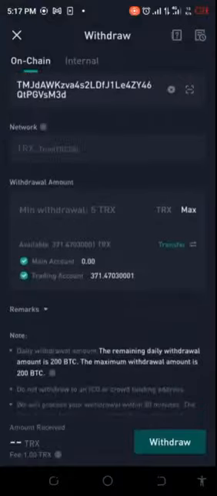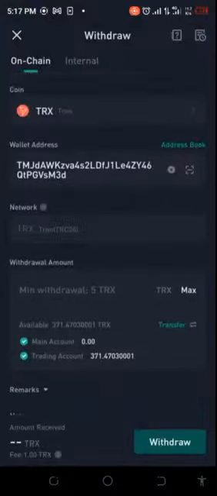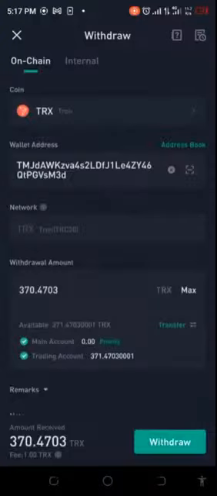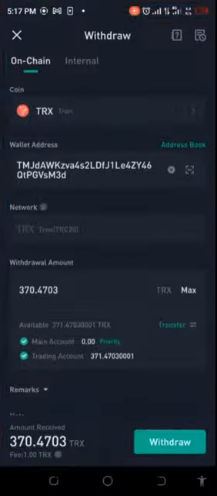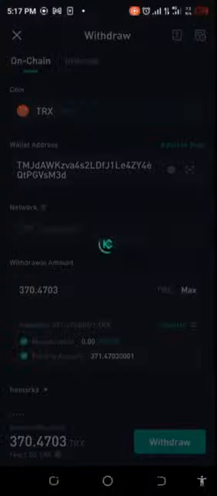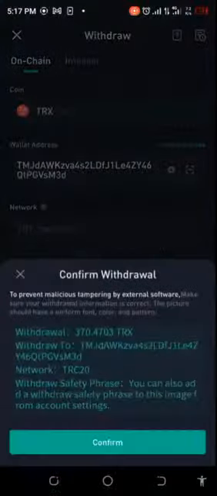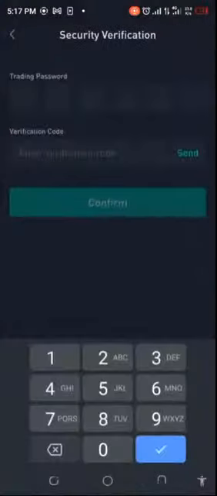Okay, and then I hope everything is there. Okay, max, everything. Of course, it's going to take its own delivery fee, which is 1 TRX, okay? So that's what it's going to give us. Let's now click on withdraw. Yeah, we're putting in all the verifications and we'll be back.